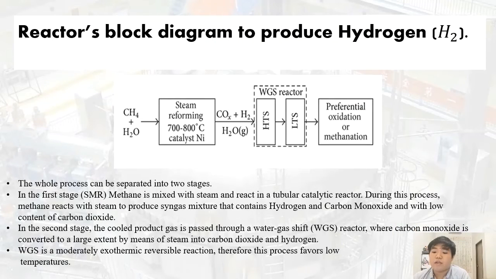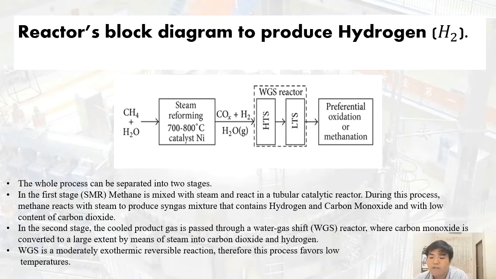Moving on, the block diagram of how we produce hydrogen gas is as shown on the slides. Firstly, we supply methane and excess water into the SMR reactor, which operates at a high temperature exceeding 700 degrees Celsius. At this phase, a nickel-based catalyst with alumina oxide as support was used in the reactor.